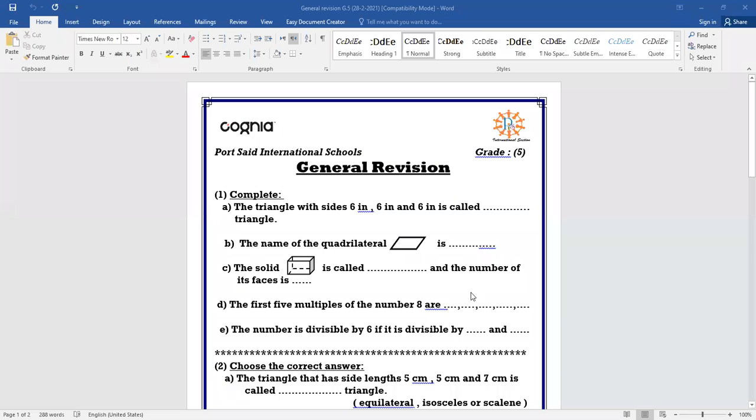Today, inshallah, جماعة, we have general revision, because tomorrow, inshallah, we have a quiz. This is about the lessons you will have in the quiz tomorrow, inshallah.